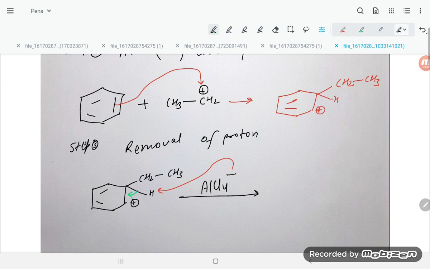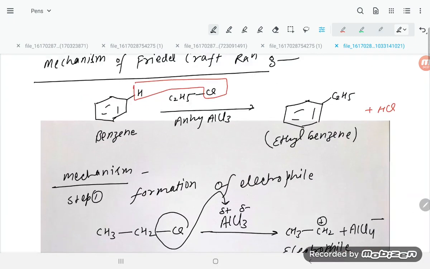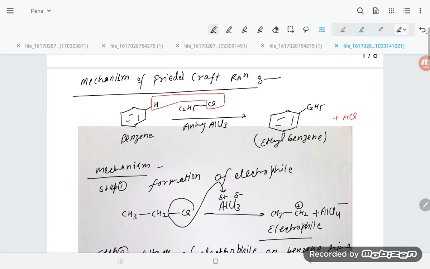So if it is shifting, what product are you going to get? Here you see where the bonds are taking place. The bonds are like that, and this bond is a double bond. Here it is CH2 and CH3, and AlCl3 plus HCl will form. This is what is known as ethyl benzene. So this is the mechanism of ethylation of benzene.